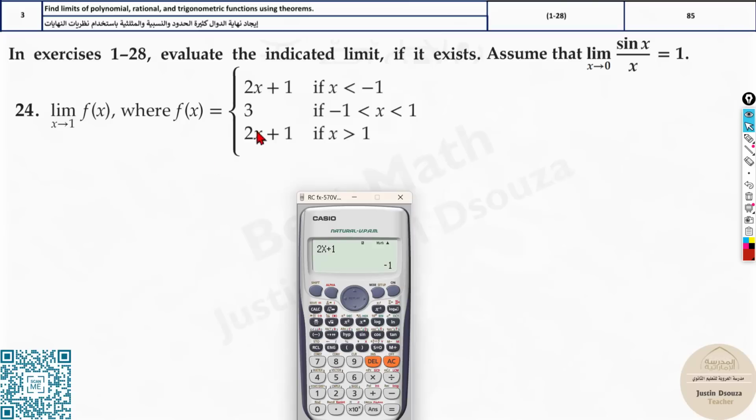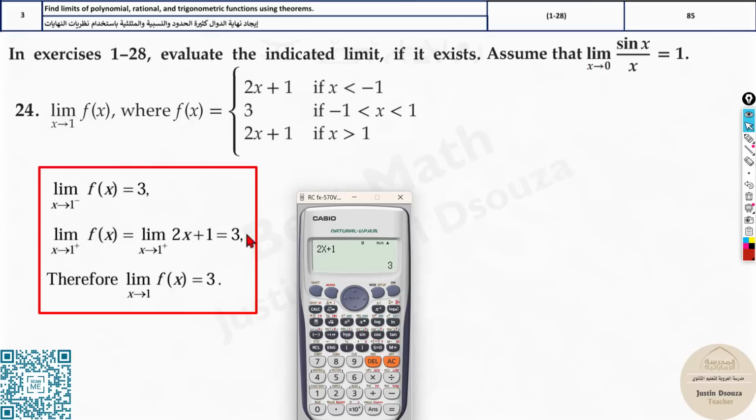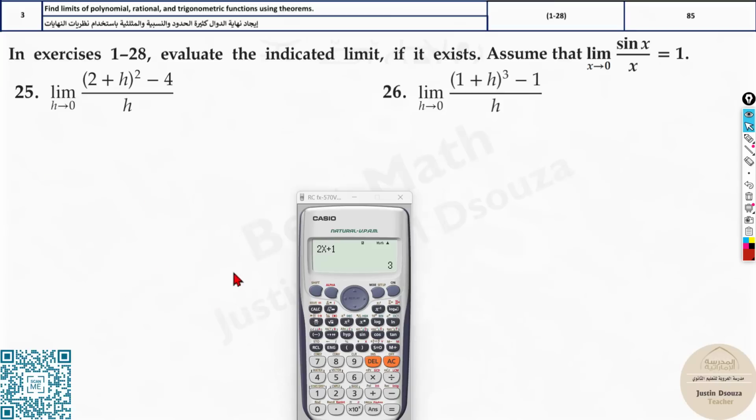Same way you can try this by yourself. Now here they have asked 1. So look over here. If I calculate it at 1, what's the answer? 3. Yes, these both match, so it exists. Since here 3 and 3 we are getting from both the sides, it's the same thing and it exists. The limit is there over here.